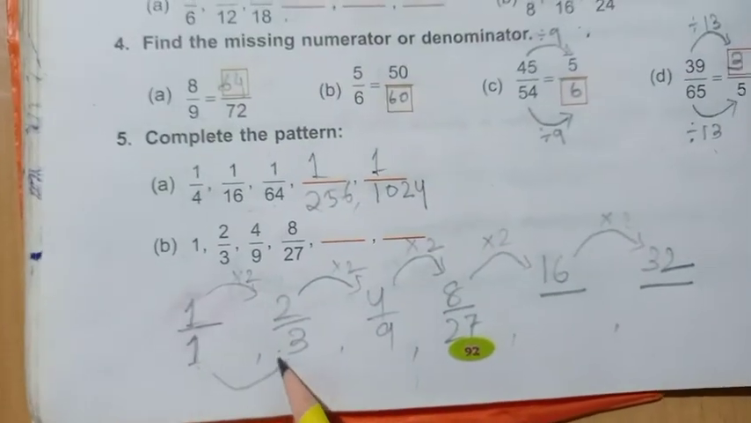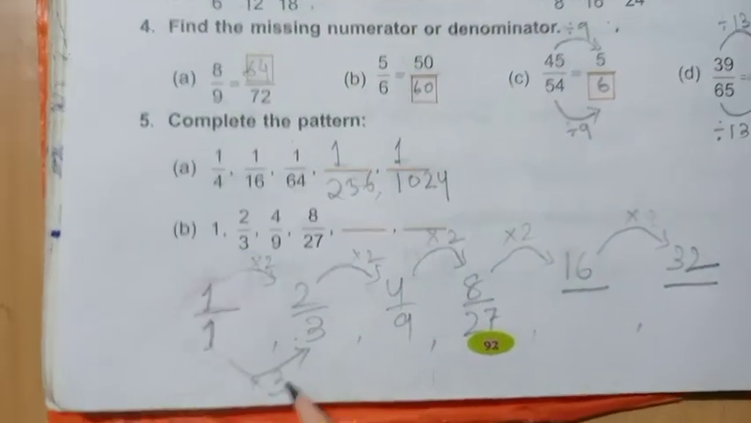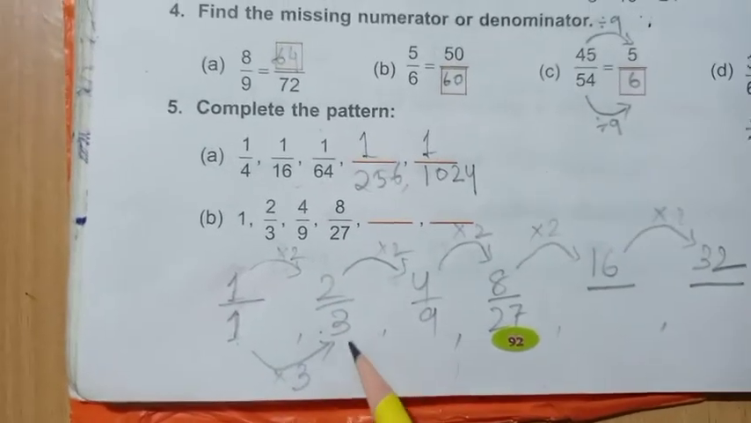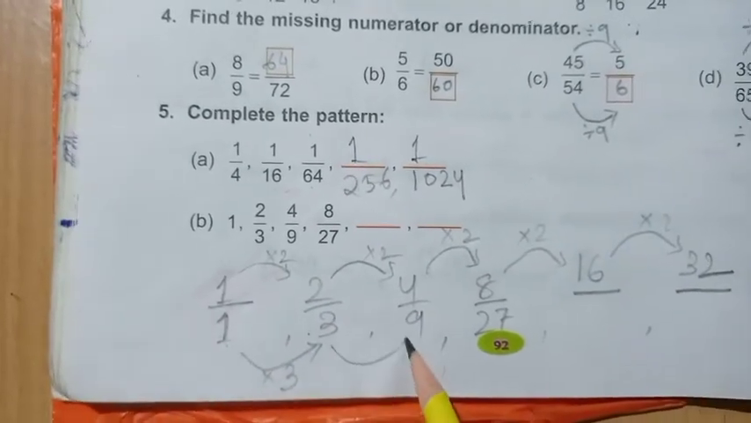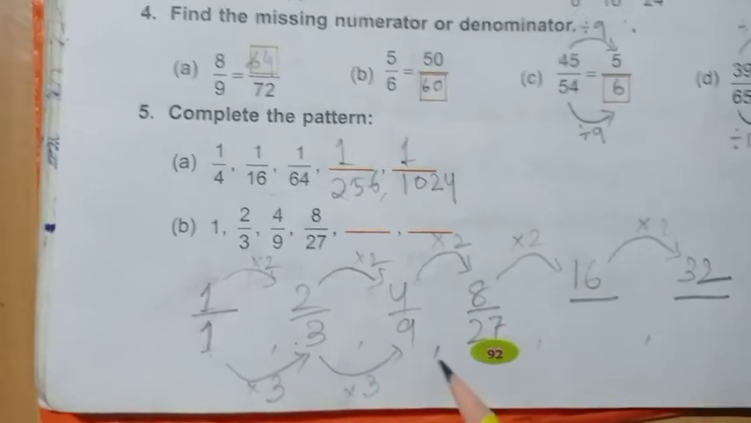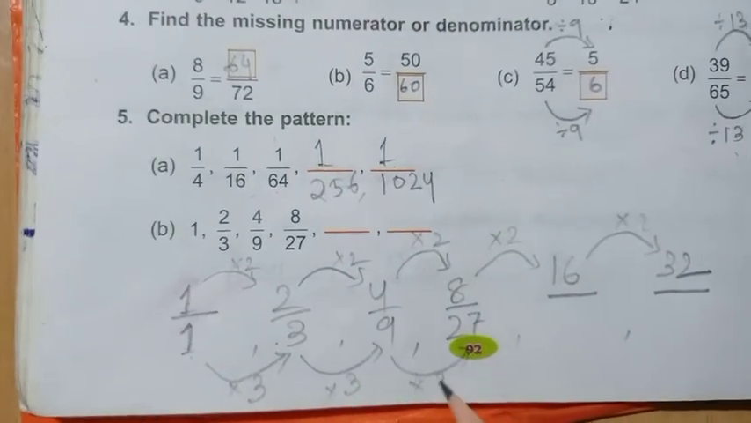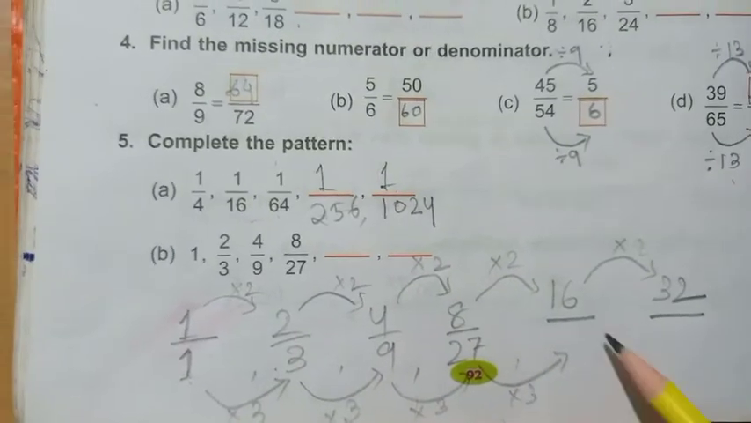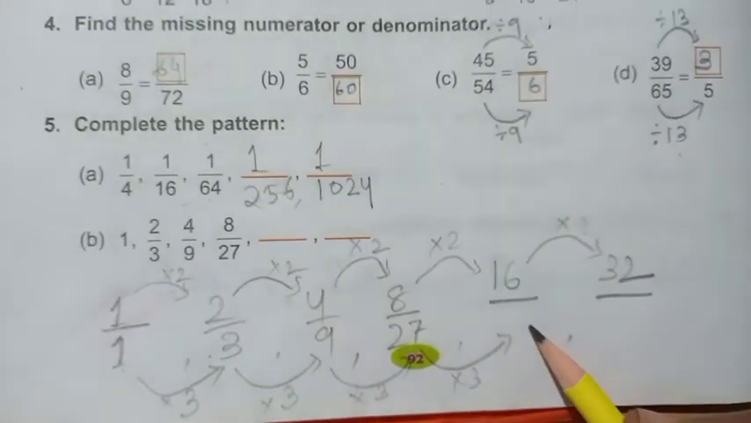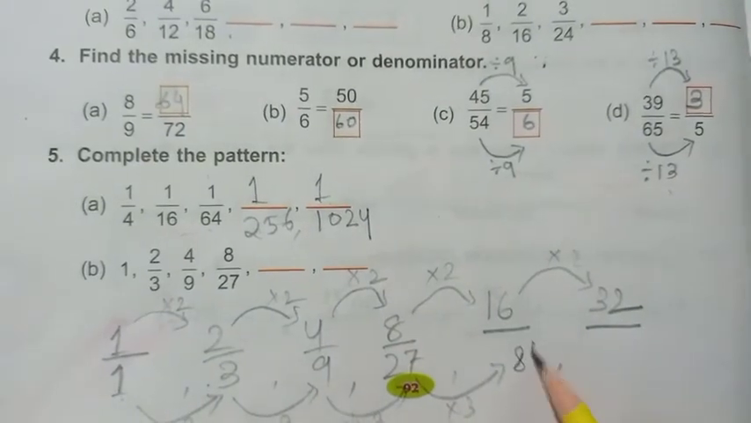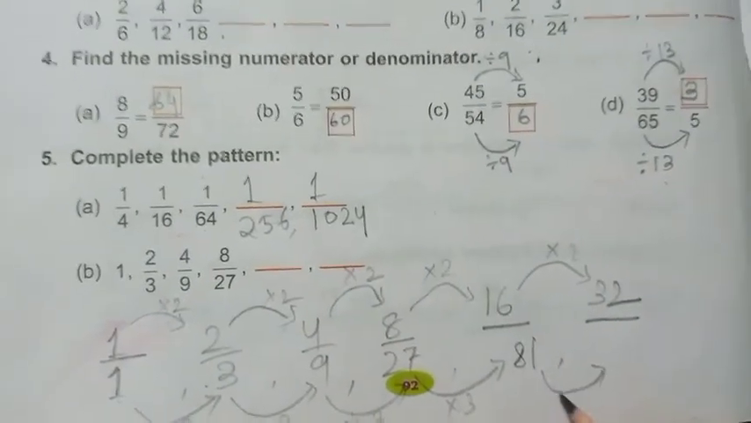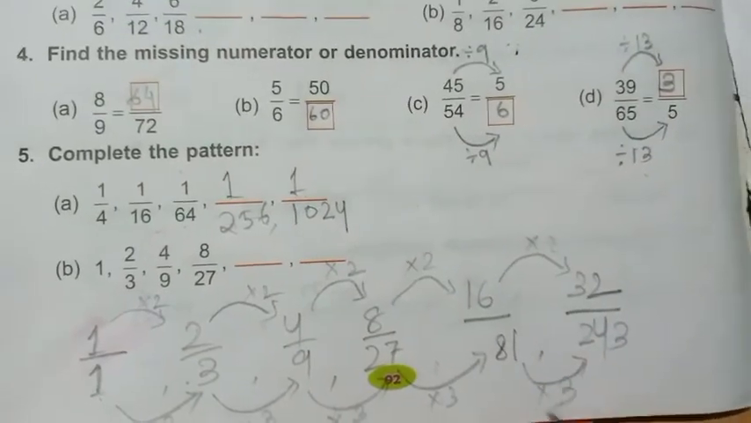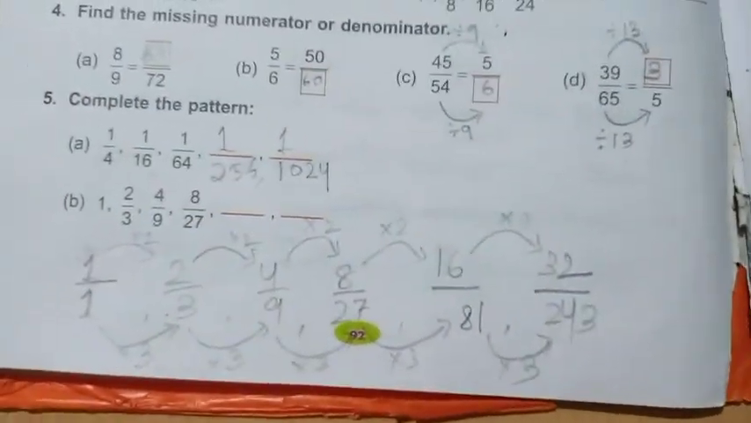Now you see here 3 is multiplied. Numerator is different and denominator is different. 1 3 is 3. 3 3s are 9. 9 3s are 27. 27 times 3, if you multiply you will get 81. Again 81 times 3 is 243.